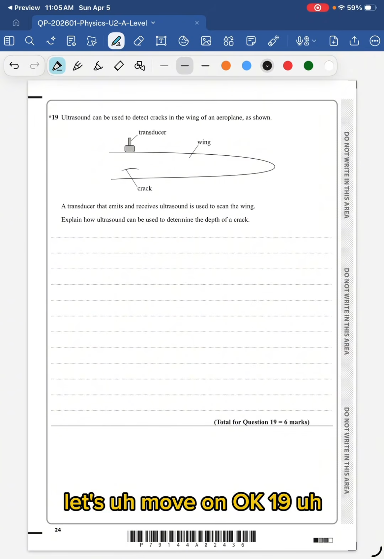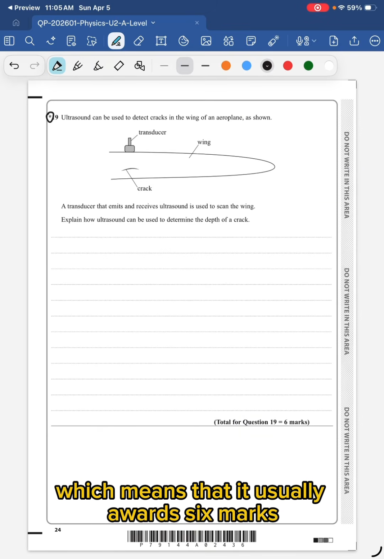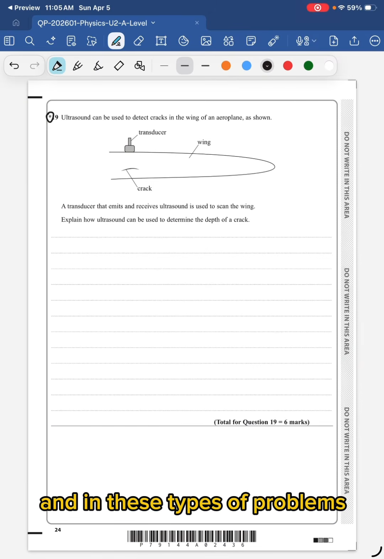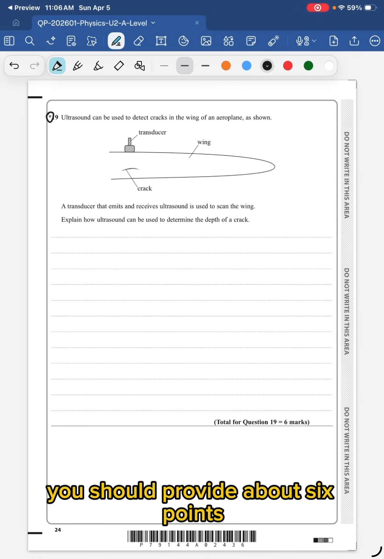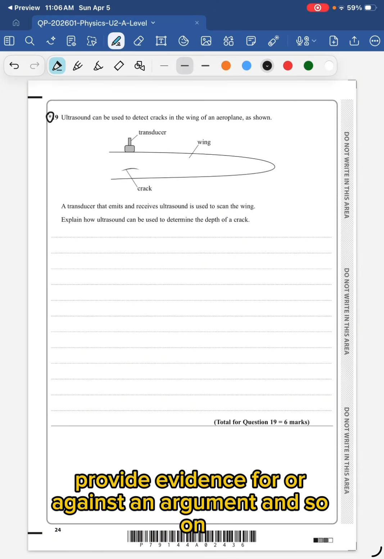Okay, 19. When there is an asterisk, this means that this is a long writing problem, which usually awards 6 marks. And in these types of problems, you should provide about 6 points that describe the situation or explain the situation or provide evidence for or against an argument and so on.